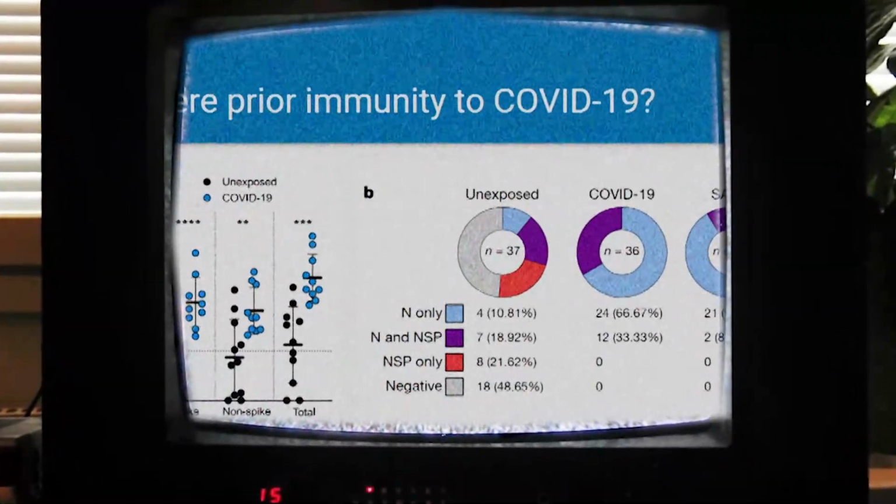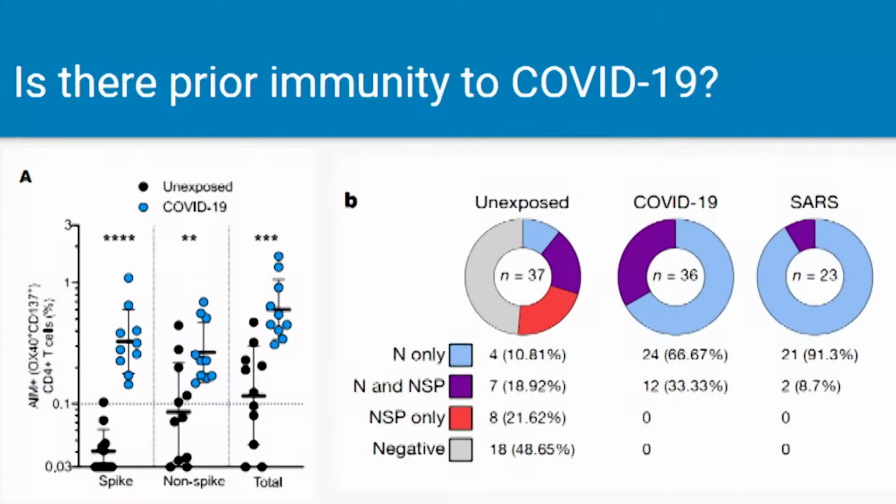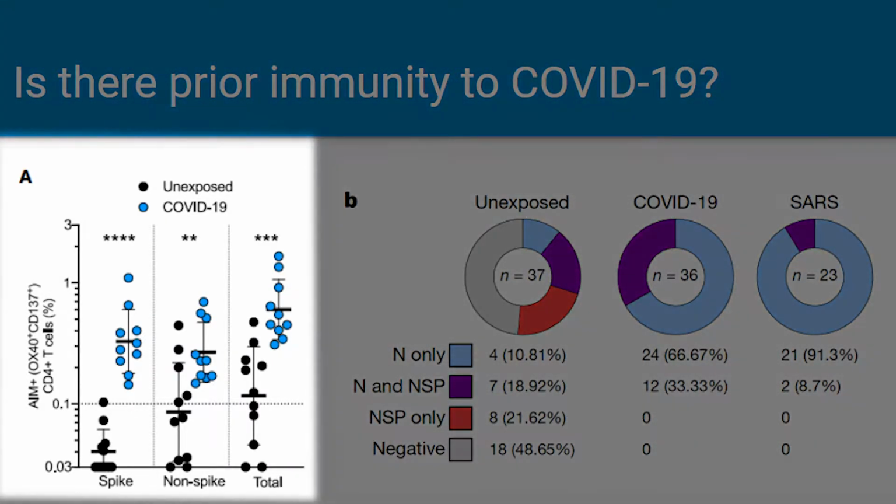Maybe 80%. Now, one of the ways that researchers have been trying to figure out how to prompt a good immune response is through looking at prior immunity. Take this figure, for example, that takes helper T cell reactivity to the spike protein.